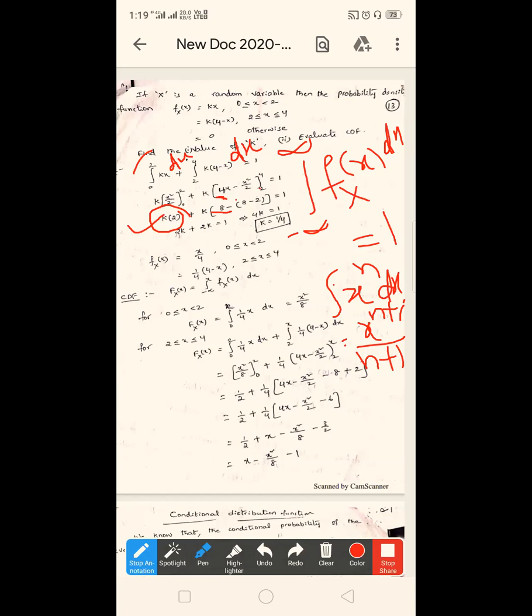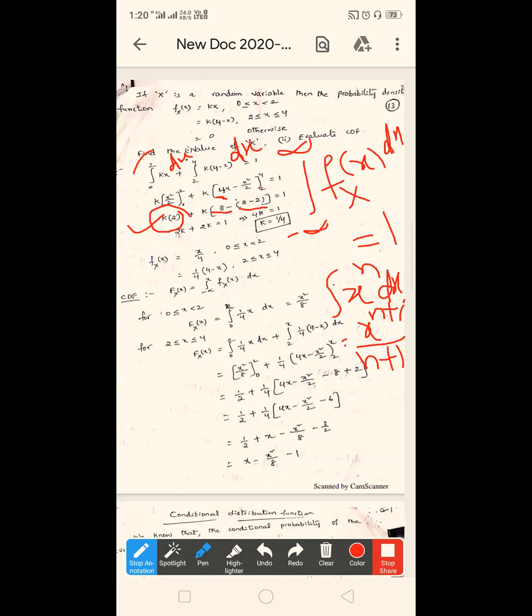Or you may substitute like this: 4 into, instead of x, you may write 4 minus 2, upper limit minus lower limit. So 4 minus 2 is 2, 2 into 4, 8. In this way also you can substitute. Minus x square by 2. For this term, apply the limits. Write this minus here. Within the brackets, apply the limits.